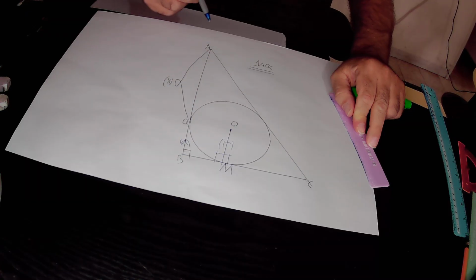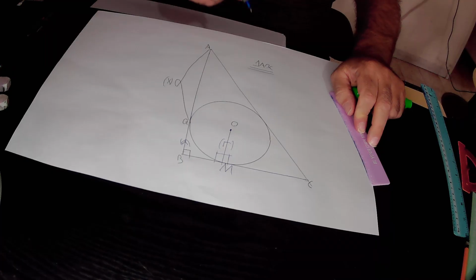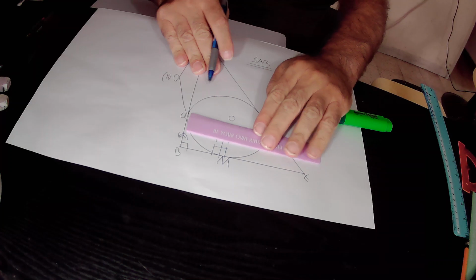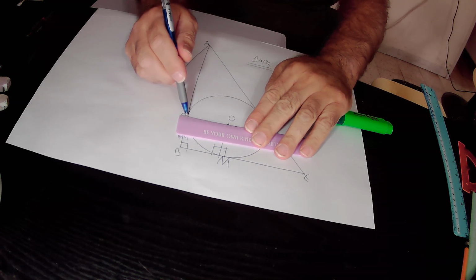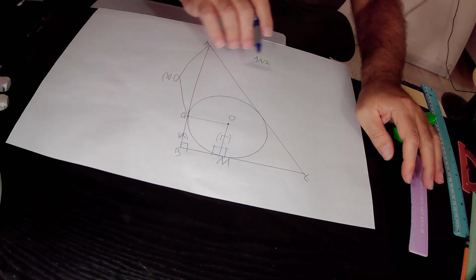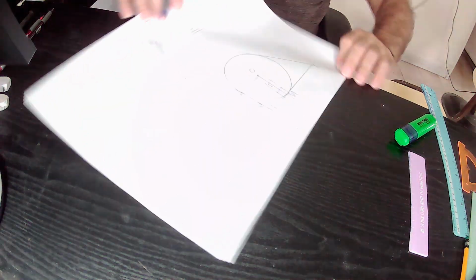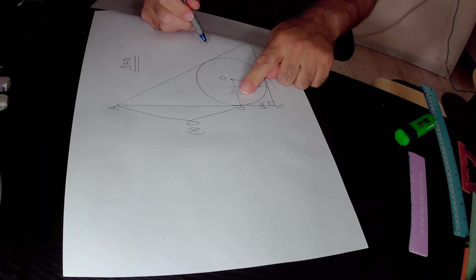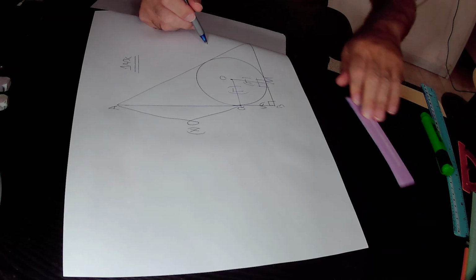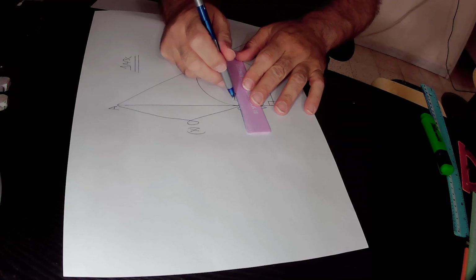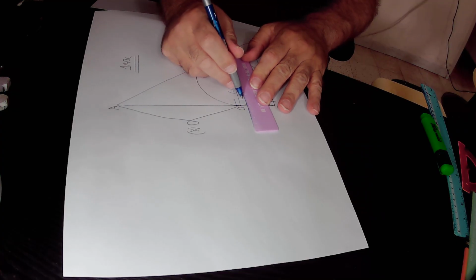Point Q is the point of tangency of tangent AB with this circle. In the next step, we join points O and Q together by a straight line. OQ is of course the radius of this circle, equal to R. And according to rule 1, this angle equals 90 degrees, and this angle also equals 90 degrees.